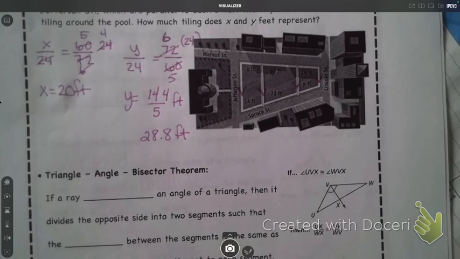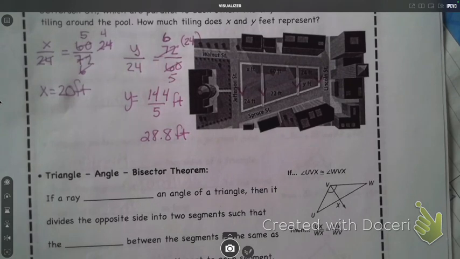I thought 55 was. How did you set it up? Y over 72 equals 24 over 60. I think I might have reduced wrong actually. I was going to say, I think you reduced wrong. 24 over 60 should be 2/5. Yeah, I did 4/5 on it too.